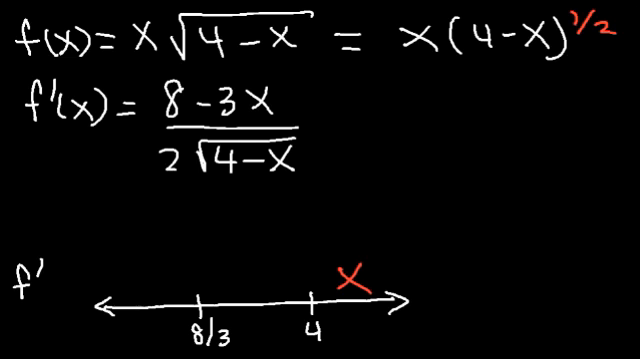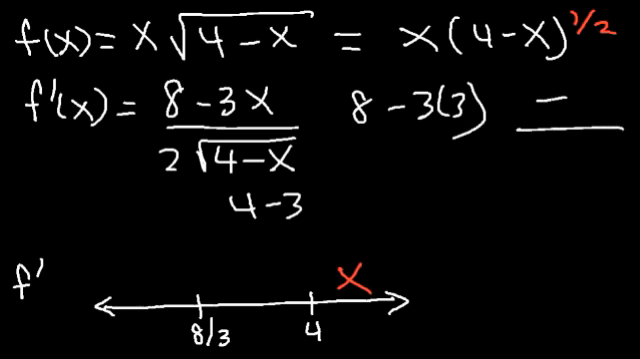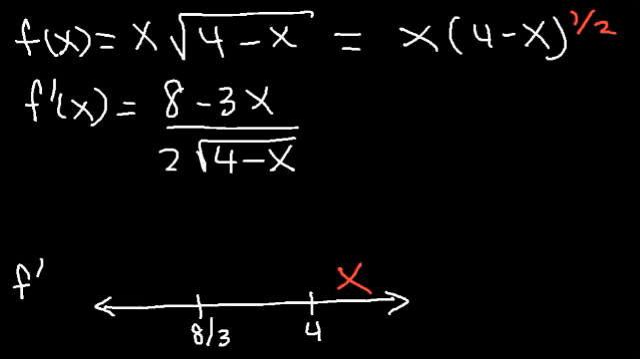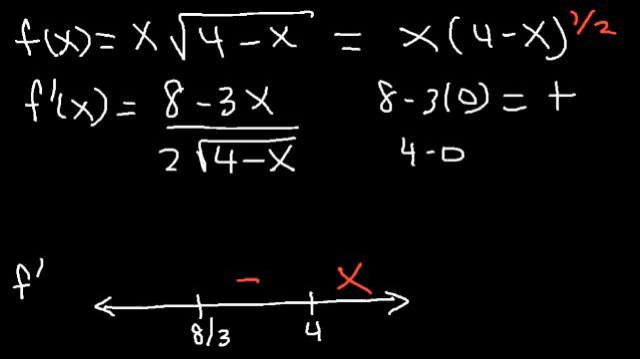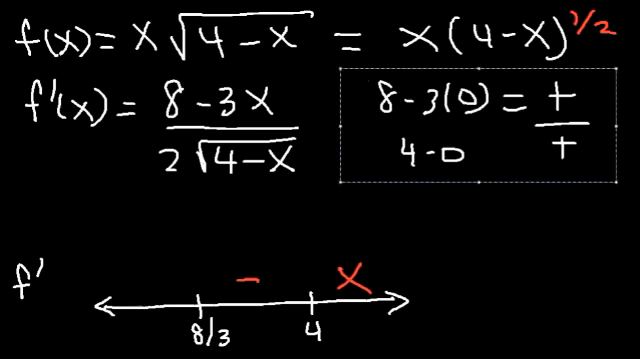Now what about between 2.67 and 4? Let's say if we plug in 3. So 4 minus 3 is a positive number, and 8 minus 3 times 3, that's 8 minus 9, that's negative. A negative divided by a positive will give you a negative result. So between 8 over 3 and 4, the function is decreasing. F prime is negative. Now what about less than 2.67? Let's say 0. 8 minus 3 times 0 is a positive number, and 4 minus 0 is positive. A positive number divided by a positive number will give you a positive result.